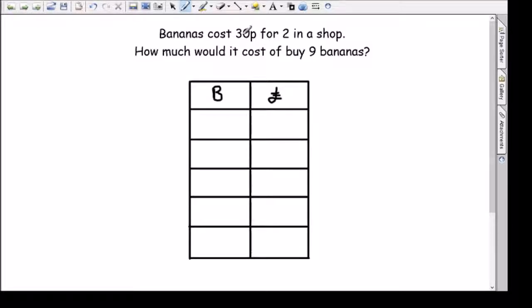Okay, so what we're told is that 2 bananas cost 30p. Okay, so we're going to use this, and they're called ratio tables because we're using ratio to work it out. So if I've got 2 for 30p, I can work out how many 4 cost. We double each side, don't we? From 4, what could I do from there? Maybe I could go to 8. I can double again. And I've got £1.20.